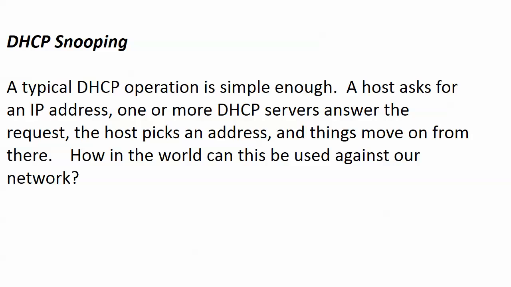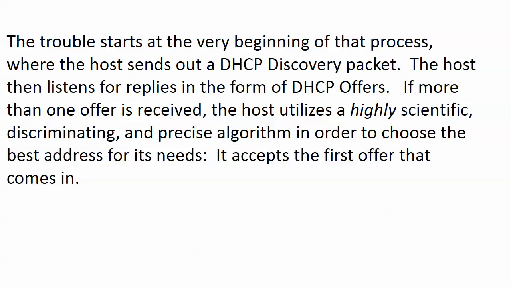Now, typical DHCP operation, simple enough, happens millions of times all over the world every single day in networks. A host asks for an IP address. One or more DHCP servers hears that request and answers the request. The host is going to take one of those offers, get an IP address, default gateway, DNS server, and things move on from there. How in the world can this be used against our network?